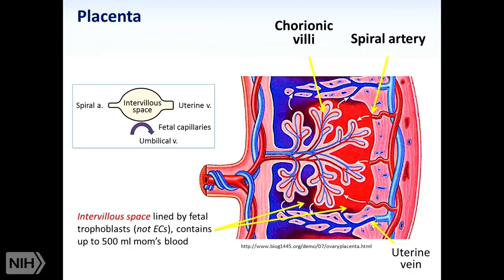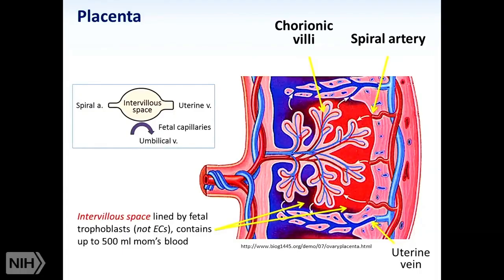Maternal blood then bathes chorionic villi, which contain capillaries from the fetus, allowing for exchange to take place. These capillaries are fed by the umbilical artery and are drained by the umbilical vein. Maternal blood then returns to the system through the uterine vein. Now, normally during pregnancy, fetal trophoblasts invade the spiral arteries, remodeling them into a high-capacitance, low-resistance vessel. In preeclampsia, remodeling and invasion by trophoblasts is defective, leading to hypoxia of the placenta, and the release of circulating factors that then spill over into the maternal circulation and have downstream effects.